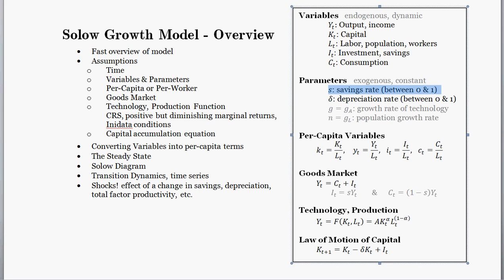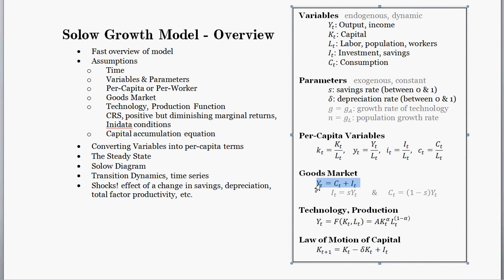We also have the savings rate, that's S, so notationally designated by the lowercase s. This is a percentage, so it's a number between 0 and 1 of one's income that is quote-unquote saved or invested. The rest of the income is consumed.